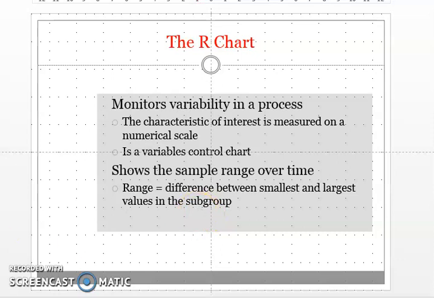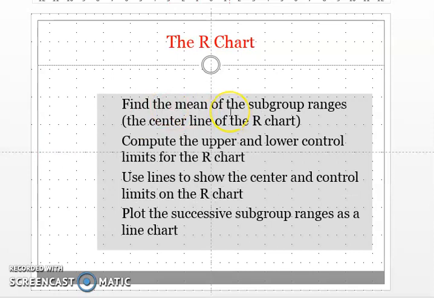Here, find the mean of the subgroup ranges. Already we have shown this in the process measurement example subgroups. Compute the upper and lower control limits for the R chart. Use lines to show the center and control limits of the R chart. And the fifth step is to plot the successive subgroup ranges as a line chart.